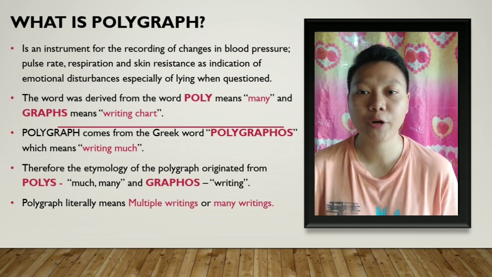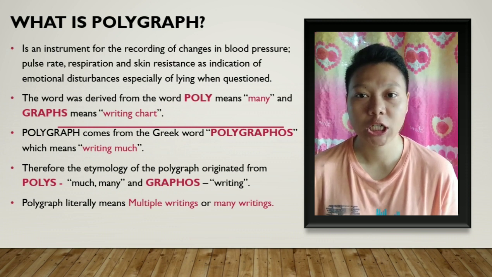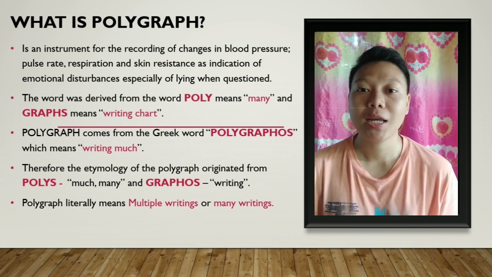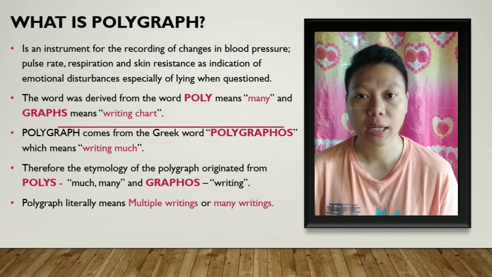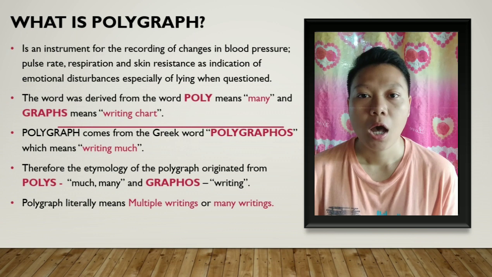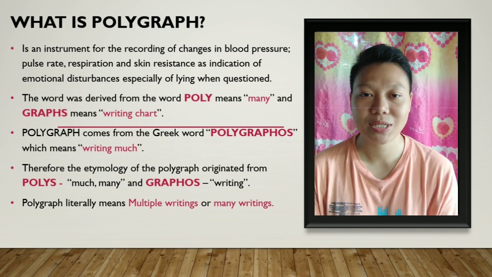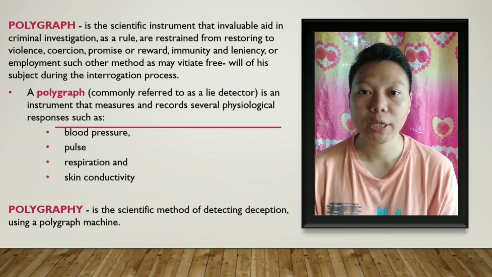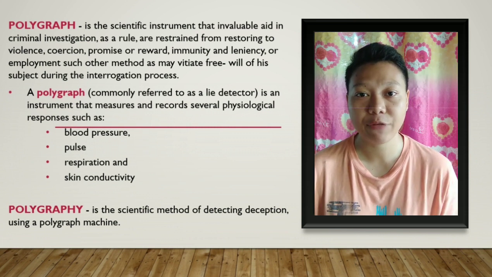The word was derived from the word poly, which means many, and graph means writing or chart. Polygraph comes from the Greek word polygraphos, which means writing much. Therefore, the etymology of polygraph originated from polus, which means much or many, and graphos, which means writing. Polygraph literally means multiple writings or many writings. Furthermore, polygraph is a scientific instrument that is an invaluable aid in criminal investigation.